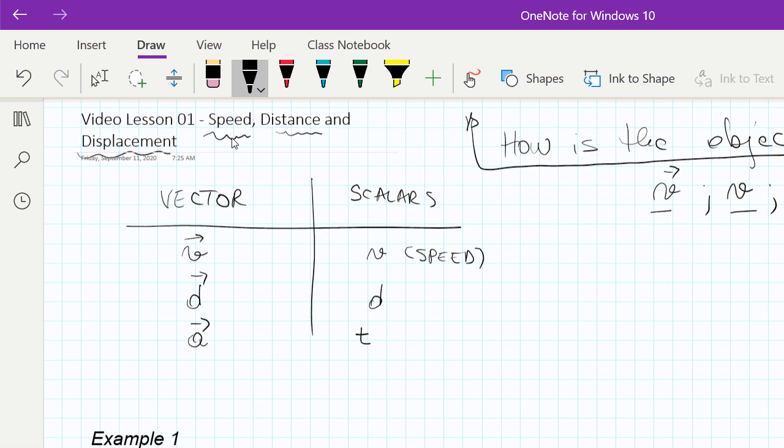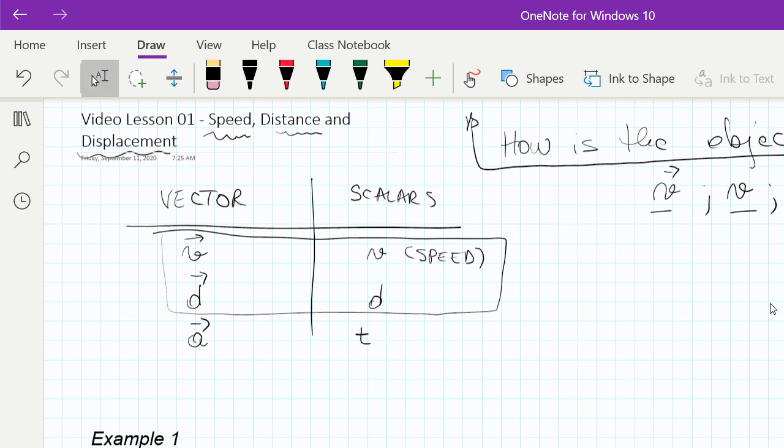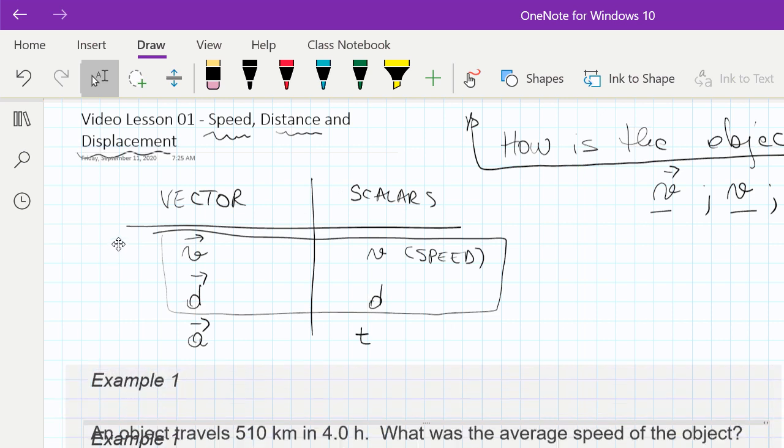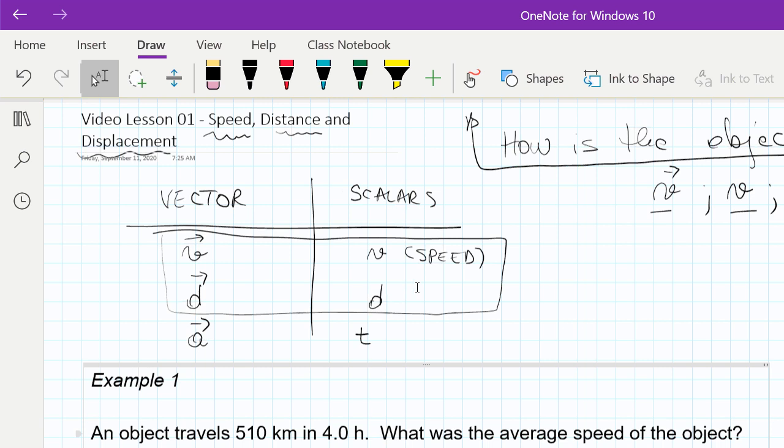And then what we have added on that table are force and field strength, different field strengths. For today, we'll focus on those four quantities: velocity, displacement, speed, and distance. So let's take a look at the first example that we have here. It's saying an object travels 510 kilometers in 4 hours. What is the average speed of the object?